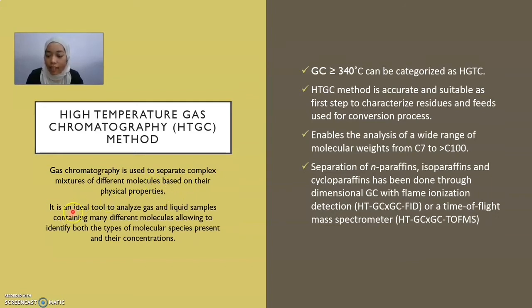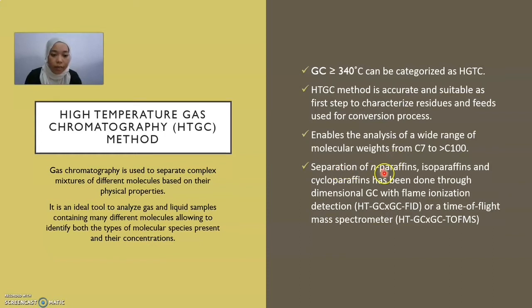It is an ideal tool to analyze gas and liquid samples containing many different molecules, allowing us to identify both the types of molecular species present and their concentrations. So gas chromatography above 350 degrees Celsius can be categorized as HTGC, high temperature gas chromatography. The HTGC method is accurate and suitable as a first step to characterize residues and feeds used for conversion processes. It enables the analysis of a wide range of molecular weights from C7 to more than C100.